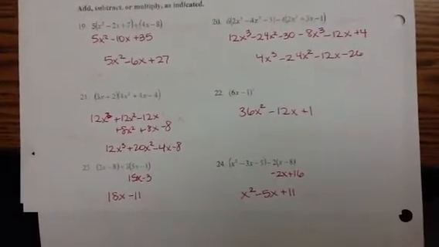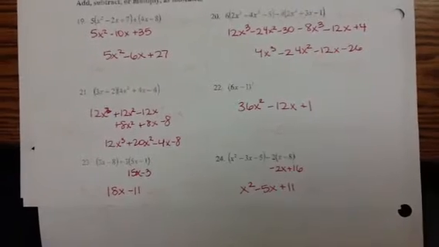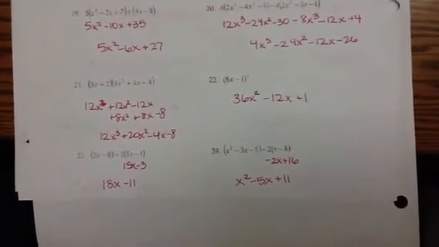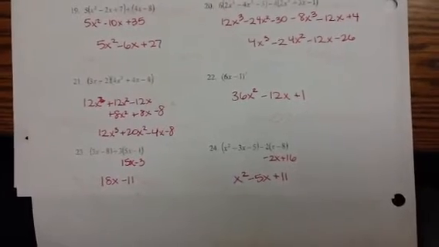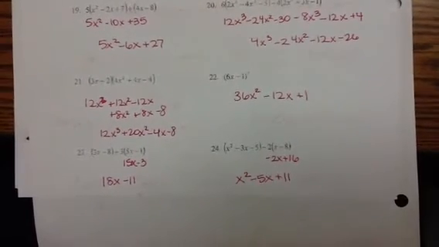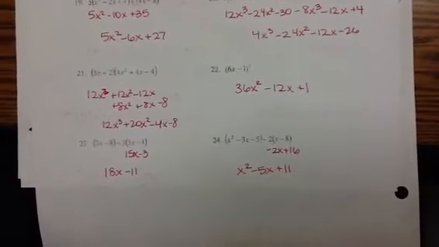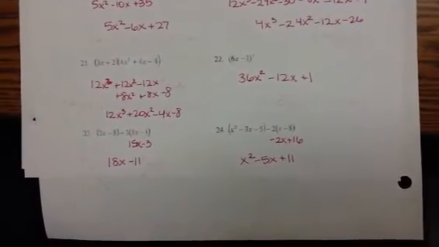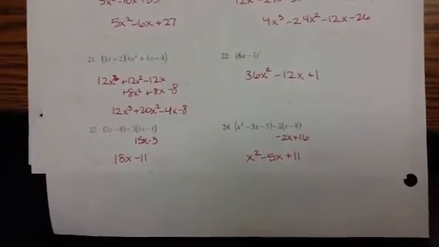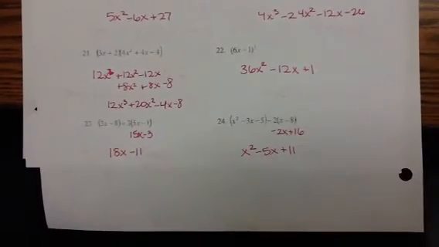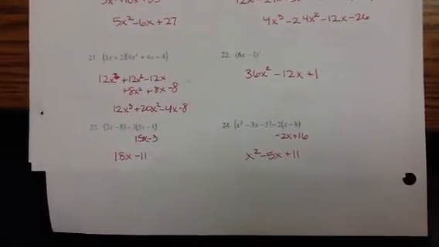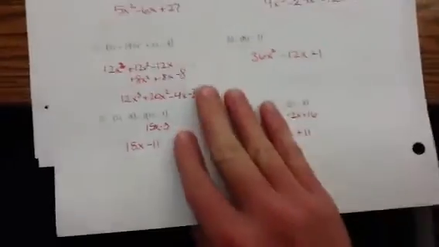Number 21 is 12x cubed plus 20x squared minus 4x minus 8. An area model can be completed to find that. For 22, an area model can be completed to get 36x squared minus 12x plus 1. For 23, distribute the 3, then add like terms, 18x minus 11. 24, distribute the -2, add like terms, x squared minus 5x plus 11.